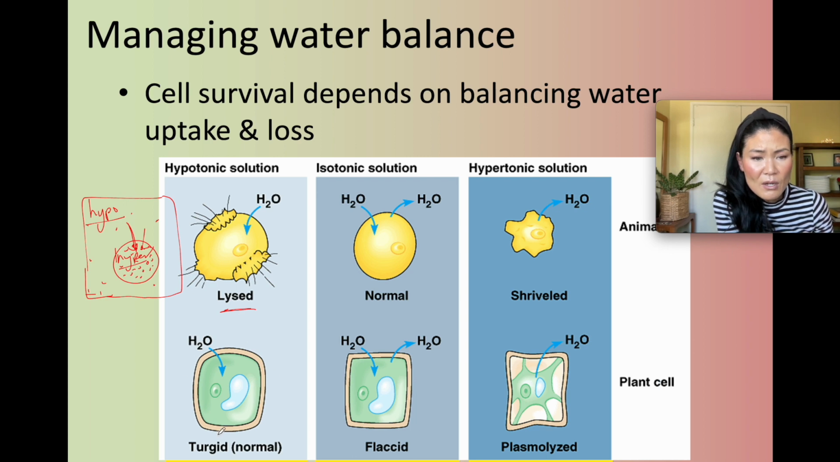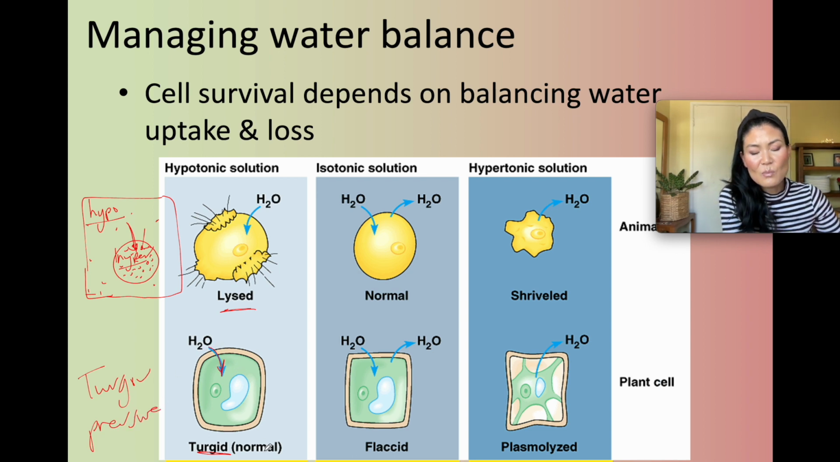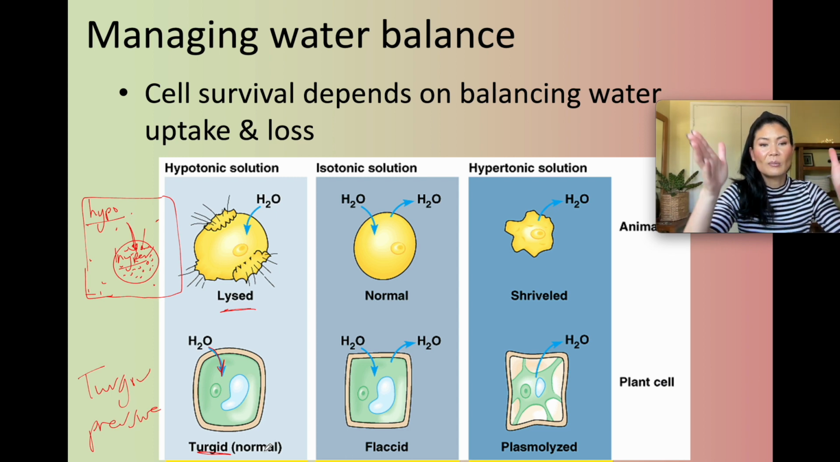But in a hypotonic solution, plant cells do really well. Plant cells become turgid. Okay, there's something called turgor pressure. Because as the water comes into the plant cell, the vacuole fills up, it swells up, the cell swells up, and it actually enables the plant body, the plant itself, to stand upright.